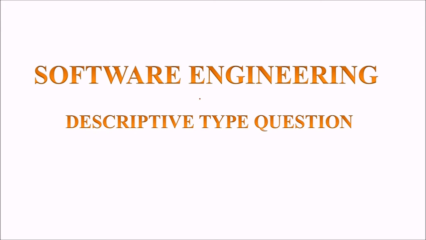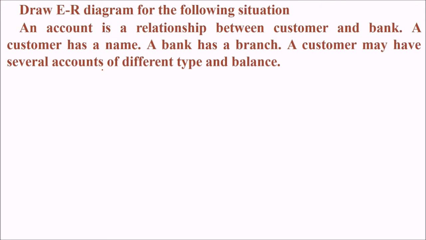So we are discussing the descriptive type questions and answers in software engineering. Draw an ER diagram for the following situation. Account is a relationship between a customer and a bank. So you have a customer, you have a bank, and they have a certain relationship.